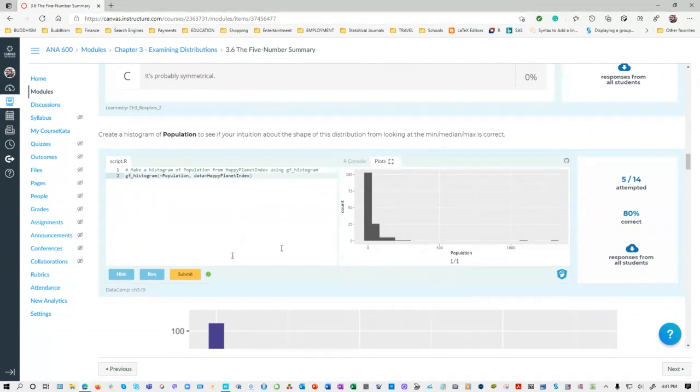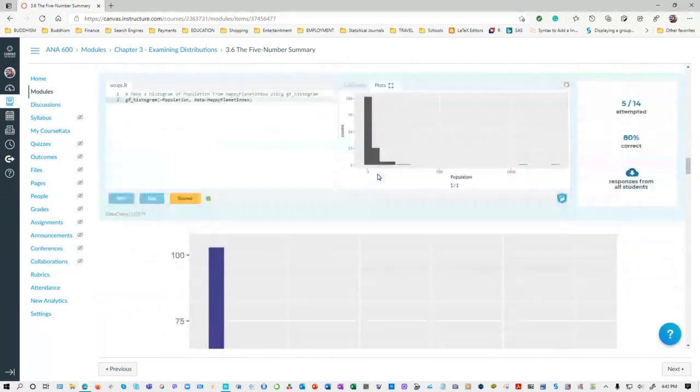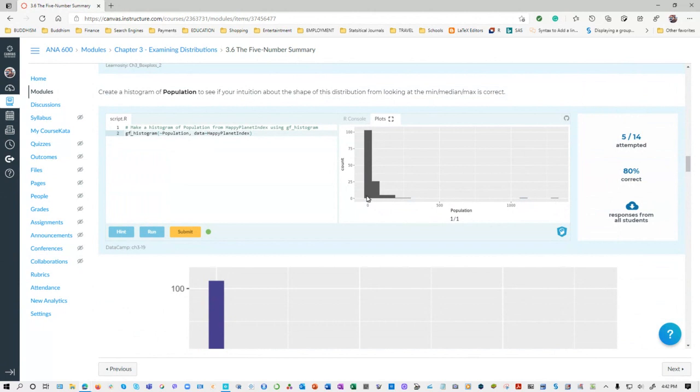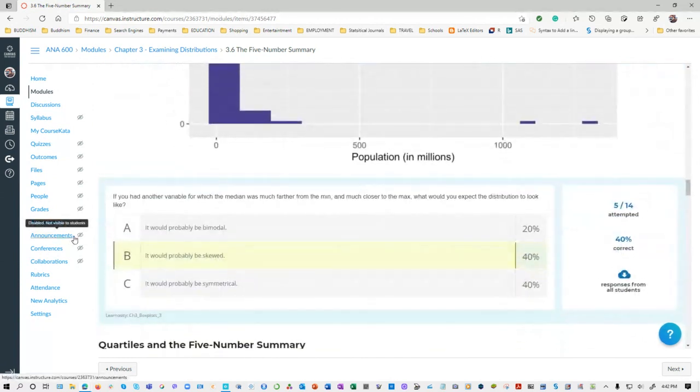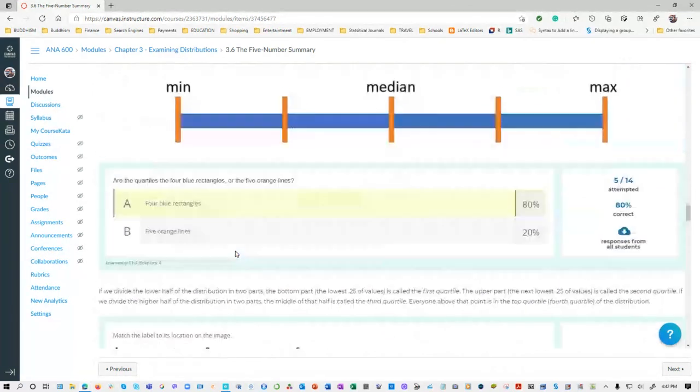Is that true? Whatever we see here is fitting with what we have for the Happy Planet Index, fitting the right skew because your median is much closer to the mean than the max. So it's right skewed. It's been verified, right skewed. My median is much closer to the minimum population than the maximum population. If you had another variable for which the median was much closer to the max, that's when you would have a left skewed distribution.